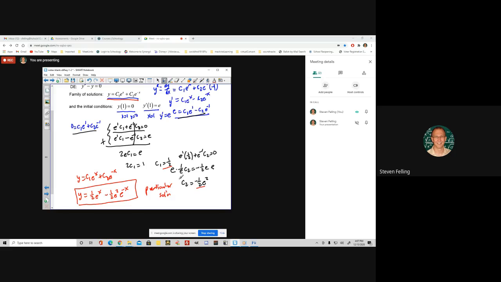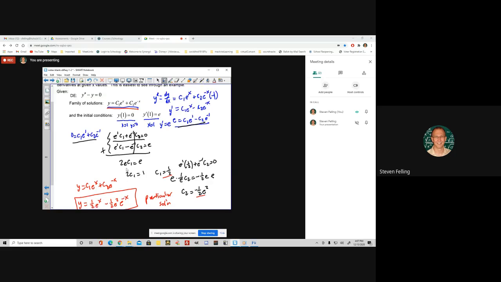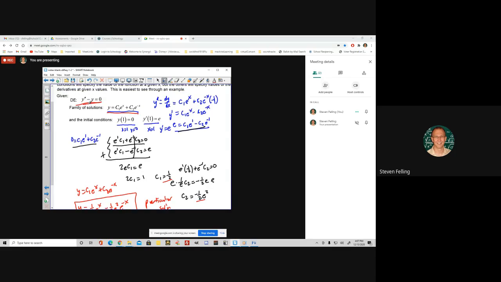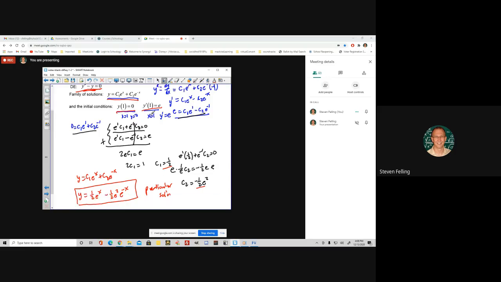Okay, so what that's saying is not only does this equation satisfy the differential equation that requires that the rates of change relate in some way, but it also goes through the point that makes these two conditions true at the snapshot in time or whatever this represents. Okay, so that's how we find a particular solution.